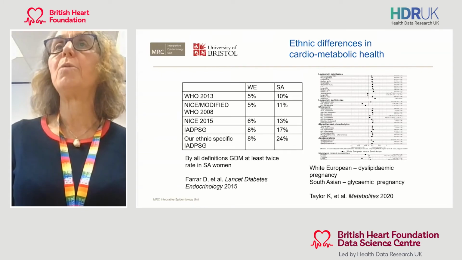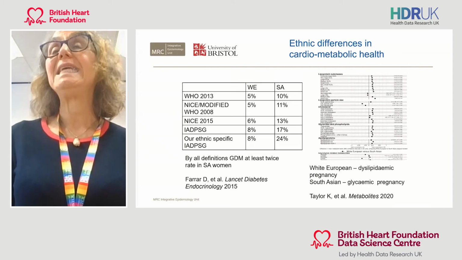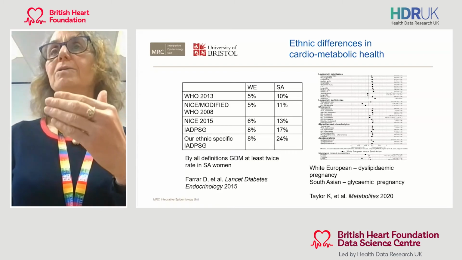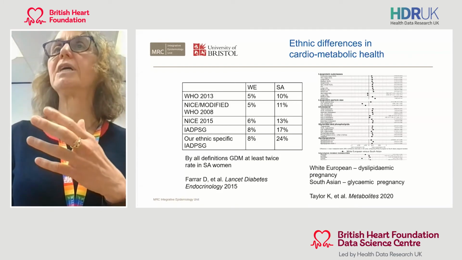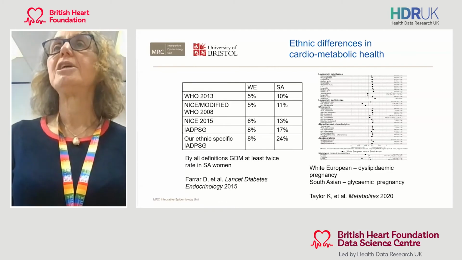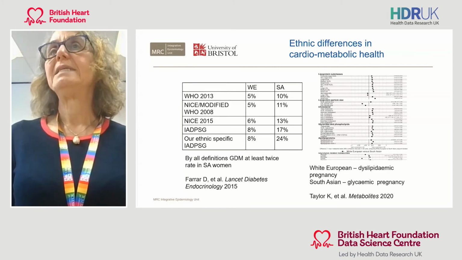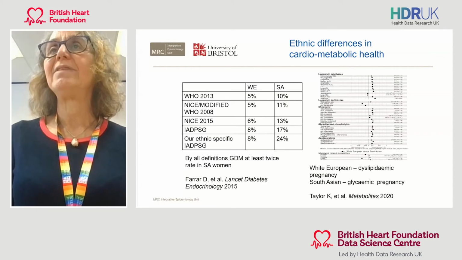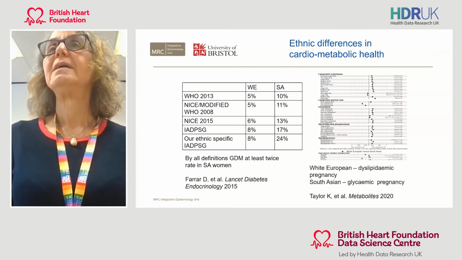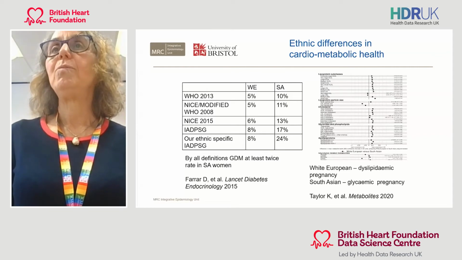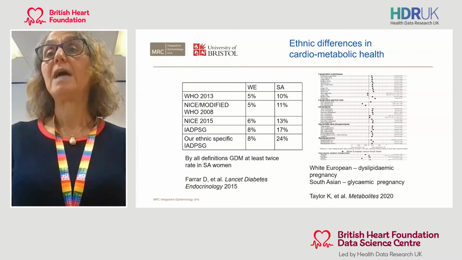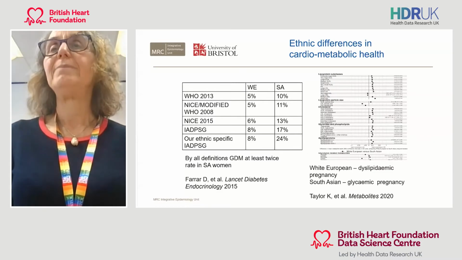And at the bottom, what we were doing in this work was seeing what a South Asian specific threshold would look like. And again, this needs further work in terms of, is this the right thing to do? But what's notable is that South Asian women are twice as likely to have gestational diabetes by any of the existing or previous definitions. And if we were to go down the route of an ethnic specific definition, would have 3 times the level.